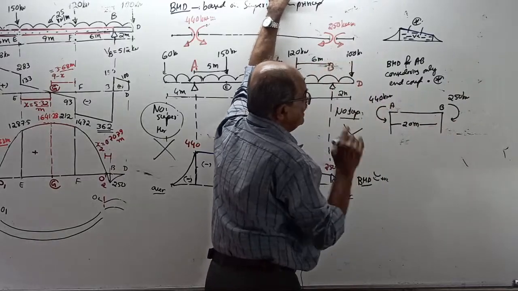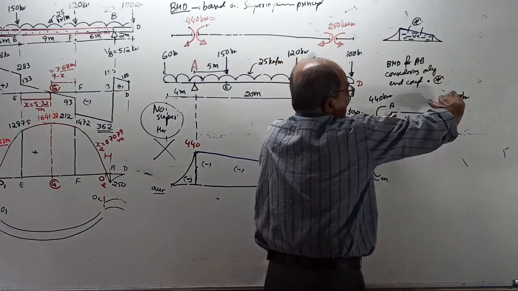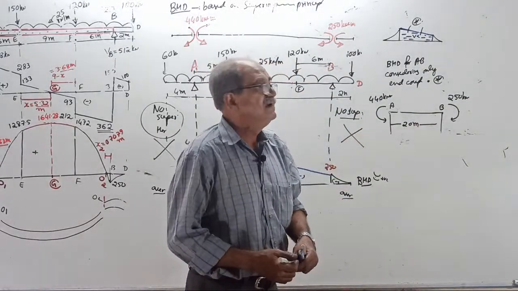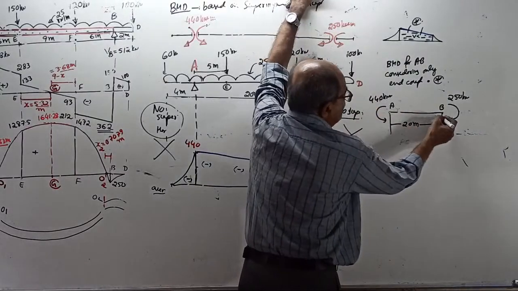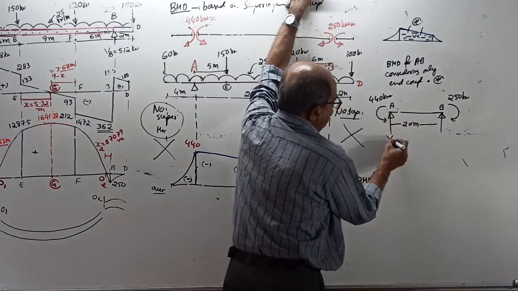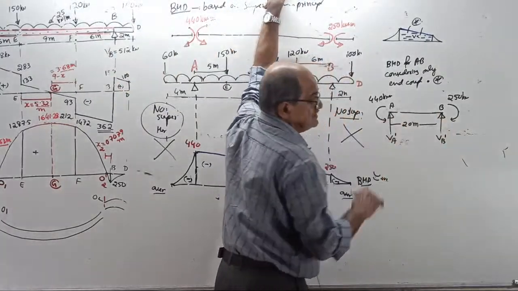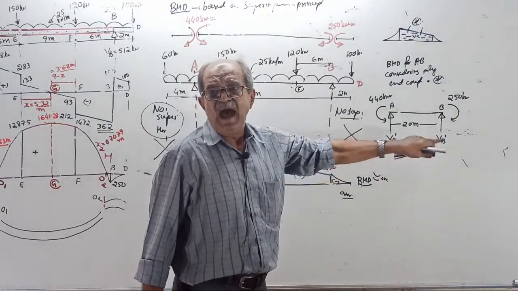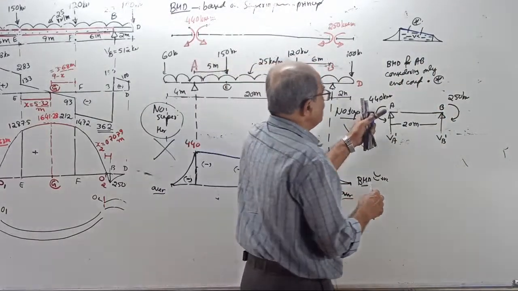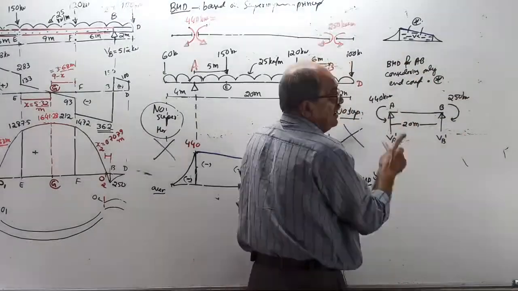There is a reaction here. Take moment about A: minus VB into 20 plus 250 minus 440 equal to 0. You don't know the direction, so imagine VB is upward and VA is upward. This is not the earlier VA, VB; I will call them VA dash and VB dash. Take moment about A: minus VB dash into 20 plus 250 minus 440 equal to 0.